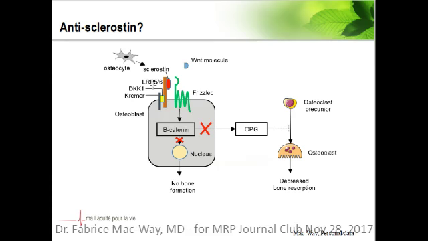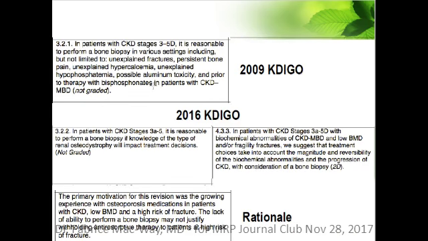So what about the last KDIGO guidelines? The last KDIGO guidelines, in patients with CKD stages 3 to 5, say it's reasonable to perform a bone biopsy if knowledge of the type of renal osteodystrophy will impact treatment decisions. That's again the question.